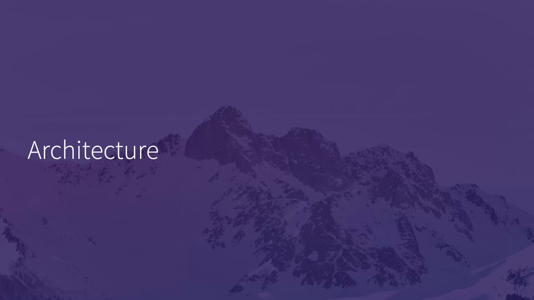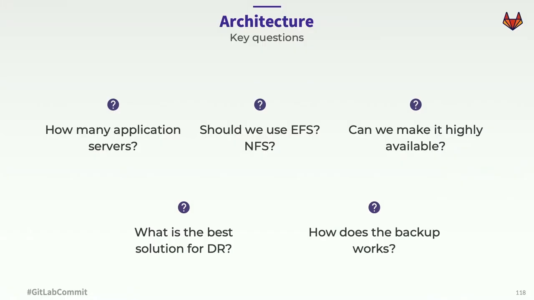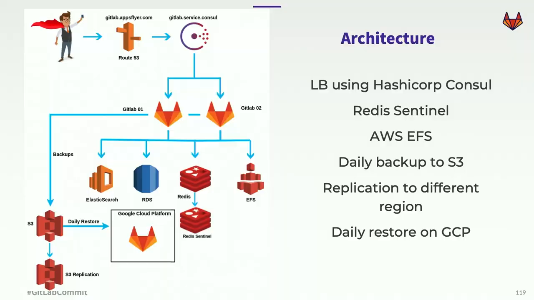Now we are moving to the interesting part. We asked ourselves, how many application servers do we need? Should we use EFS? Should we use NFS? How can we make it highly available? What is the best solution for DR? And lastly, how do we back up GitLab? This is the architecture that we came up with.